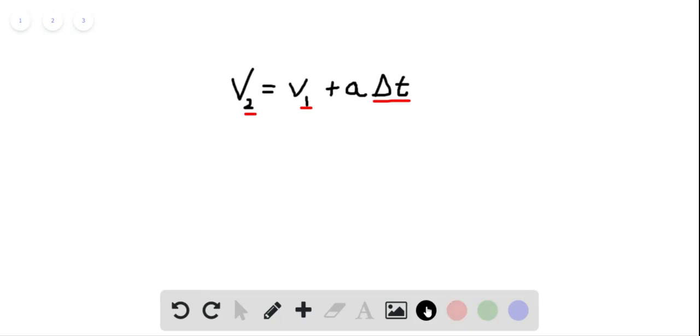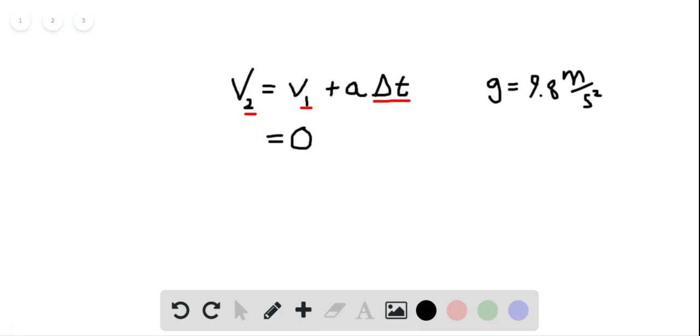So basically, if an object is in free fall, and it starts with 0 velocity, you can put a 0 there, then plus the acceleration times the amount of time. Well, the acceleration near Earth is g, and that is equal to 9.8 meters per second squared. And we have to be careful with this because we need to indicate that this ball is going downward.